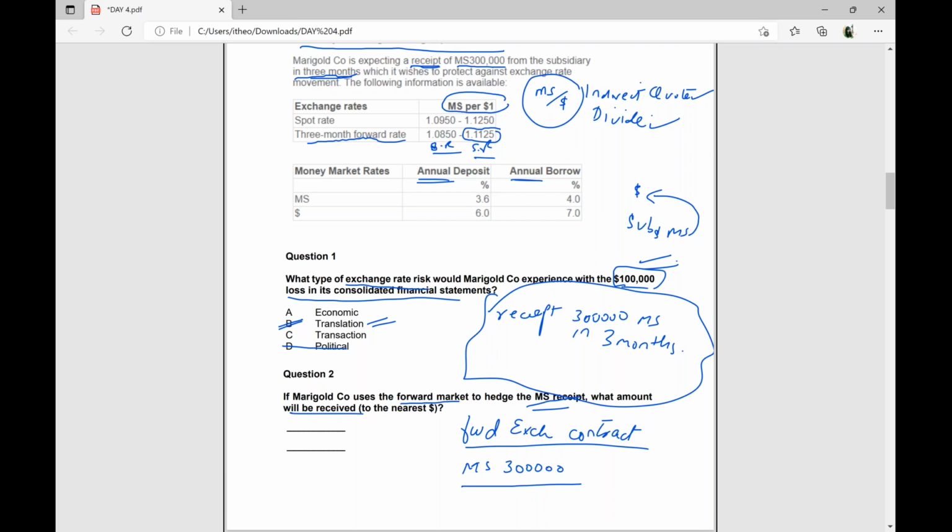So this is a receipt, multiply or divide? Since it's a receipt, we will use the selling rate. The selling rate is 1.1125. Only use the forward rates. No need to perform these workings on a spreadsheet, obviously, because it's MCQs, MTQs only. 300,000 divided by 1.1125 is 269,663.